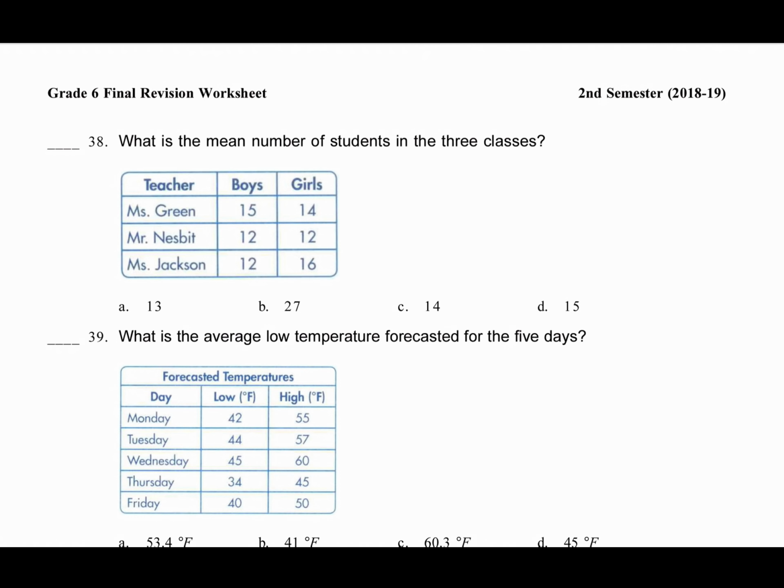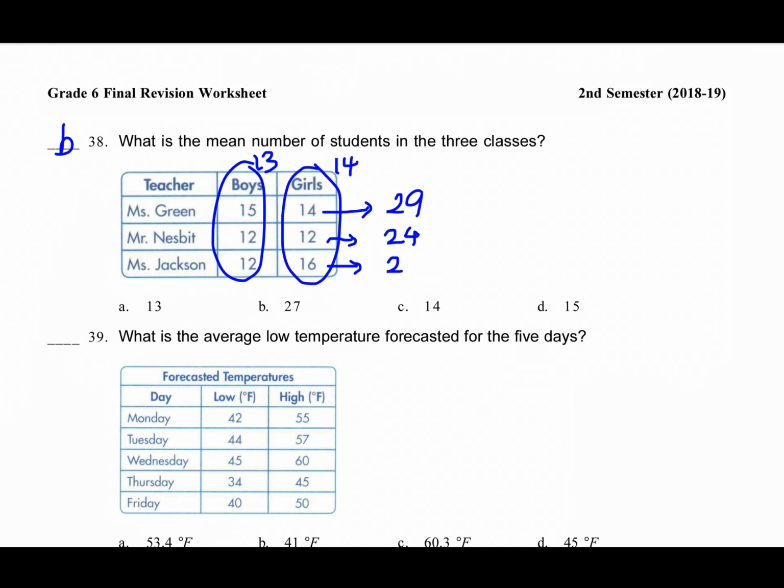If we calculate the mean of boys, we would find 13. The mean of girls, it's 14 plus 12 plus 16 divided by 3, it would be 14. So now the mean of all would be 13 plus 14 equals 27, which is B. Or this class has 29, this class has 24, this class has 28, add them all, then divide by 3, you would find the same, 27.